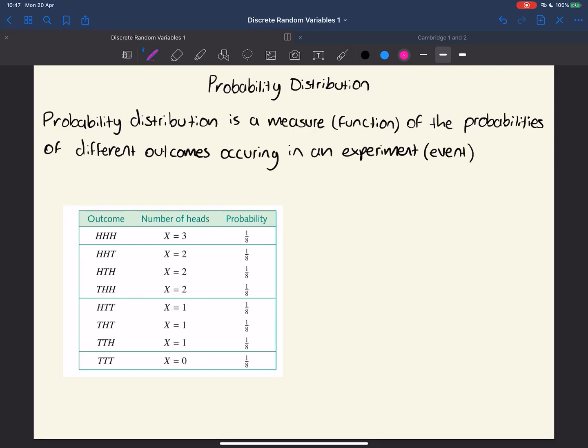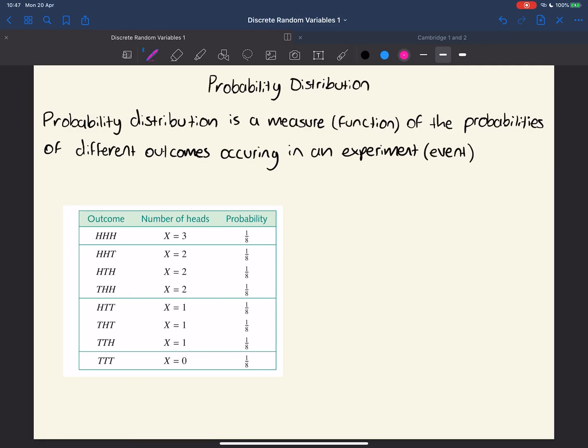Okay, so let's have a look at our next video, and this is around probability distribution. We'll have a look at the definition and then we'll look at an example using probability distribution. All right, so what is probability distribution? Well, it's a measure and we can use functions to describe it. But at the moment, it's just a measure of the probabilities of different outcomes occurring within an experiment or an event. So here's our first example.